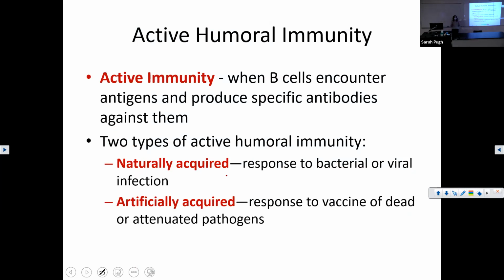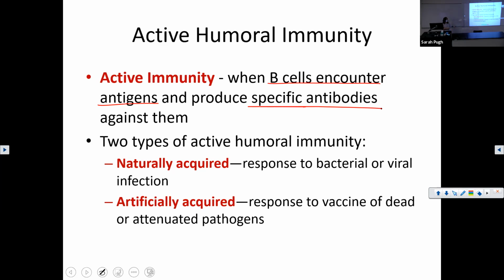So when we talk about the immune system, when we talk about our B cells, we have what's called active immunity and passive immunity. Active immunity literally means you are activating your immune system. So this is when a B cell encounters a foreign antigen and produces antibodies. There's actually 2 kinds of active immunity: naturally acquired and artificially acquired. Naturally acquired is you get sick. You are infected with a bacteria or a virus, you get sick, you go through the primary response, you make memory, right?